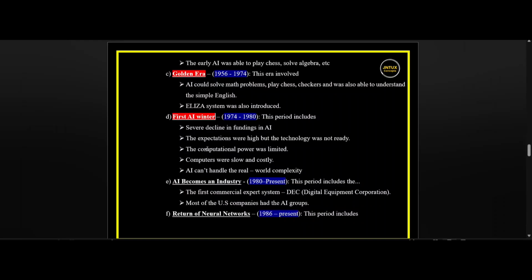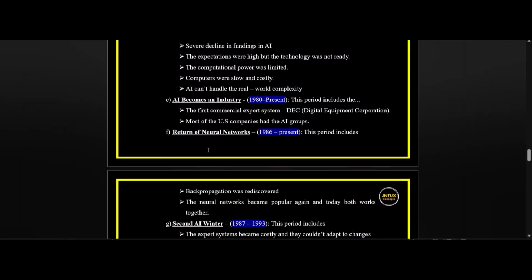After this, we have 1980 to present. During this period, AI became an industry. It means AI emerged as a separate industry from the software industry. As we can see in today's world, AI has its own separate impact, separate companies, separate technologies and everything. Here we can see that the very first commercial expert system, DEC, which stands for Digital Equipment Corporation, was introduced, and most of the US companies also had separate AI groups to focus on AI R&D and AI upscaling.